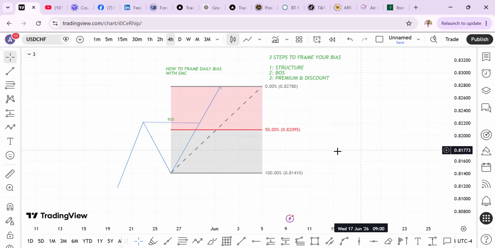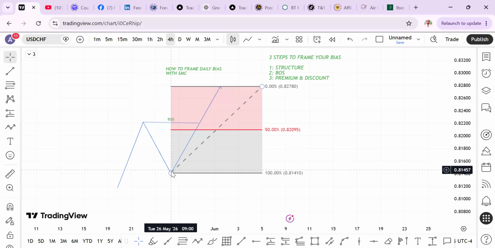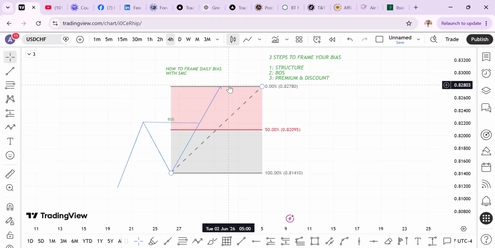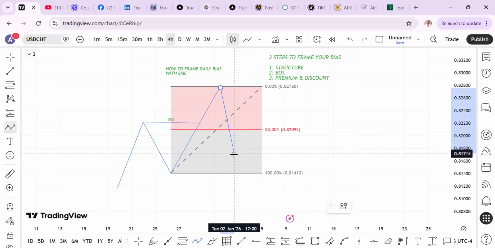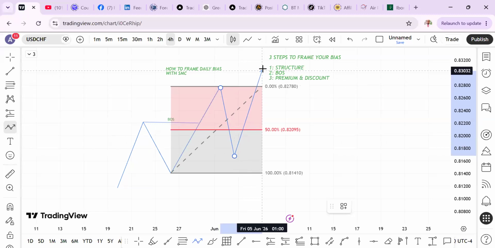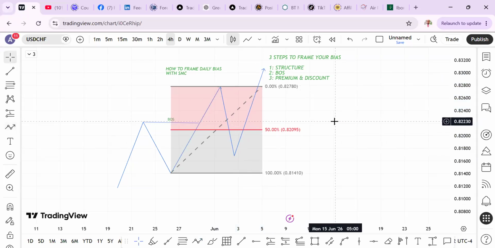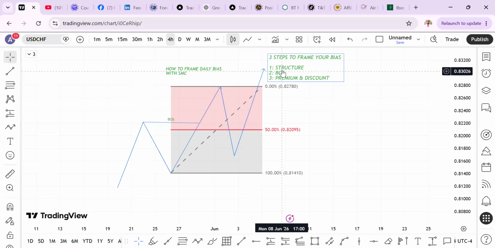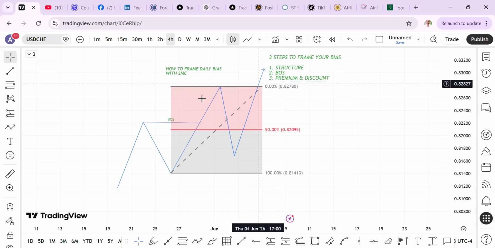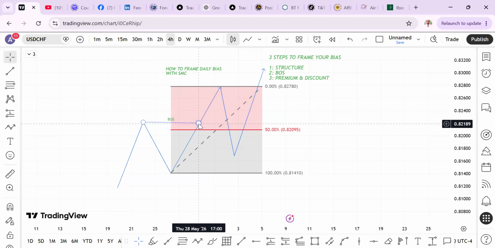So first thing, what is my daily bias for today? My bias is bullish. What am I looking for as a trader? I'm looking for a bullish opportunity. For price to come here, enter discount, then look for a buy to continue the bullish leg. So that is number 2. Number 1, we have seen structure. Our structure is bullish by giving us a break of structure, BOS.